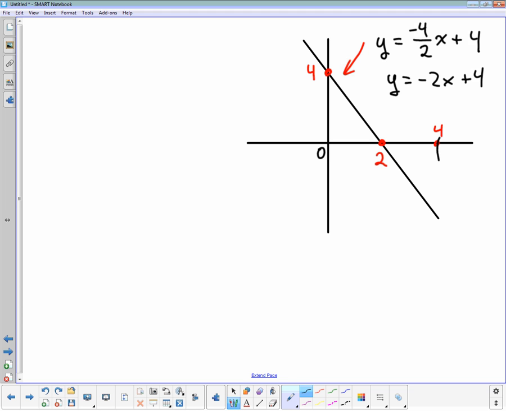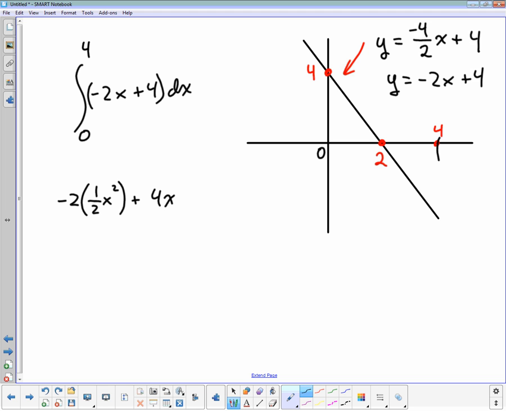And I want to see what happens. So let's first do this. We integrate -2x plus 4 from 0 to 4 dx. Okay. Do the integration, plug in my bounds, and roll. So I wind up with -2 times 1/2 x squared plus 4x evaluated from 0 to 4. We all agree that that's the proper integration.